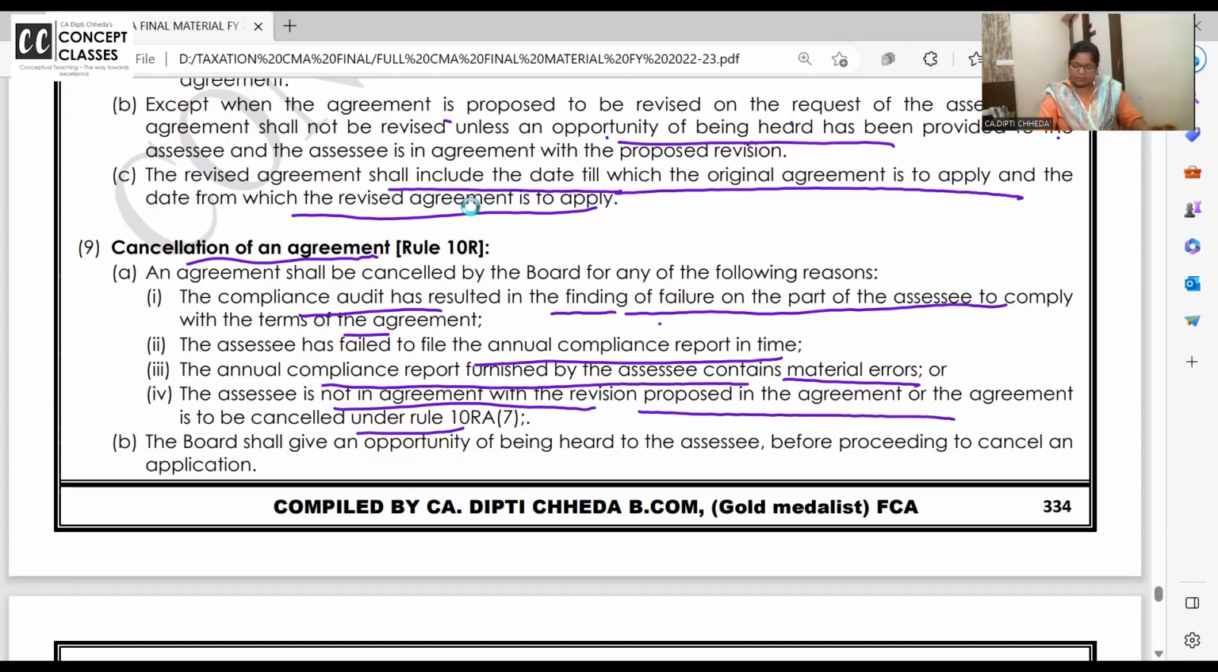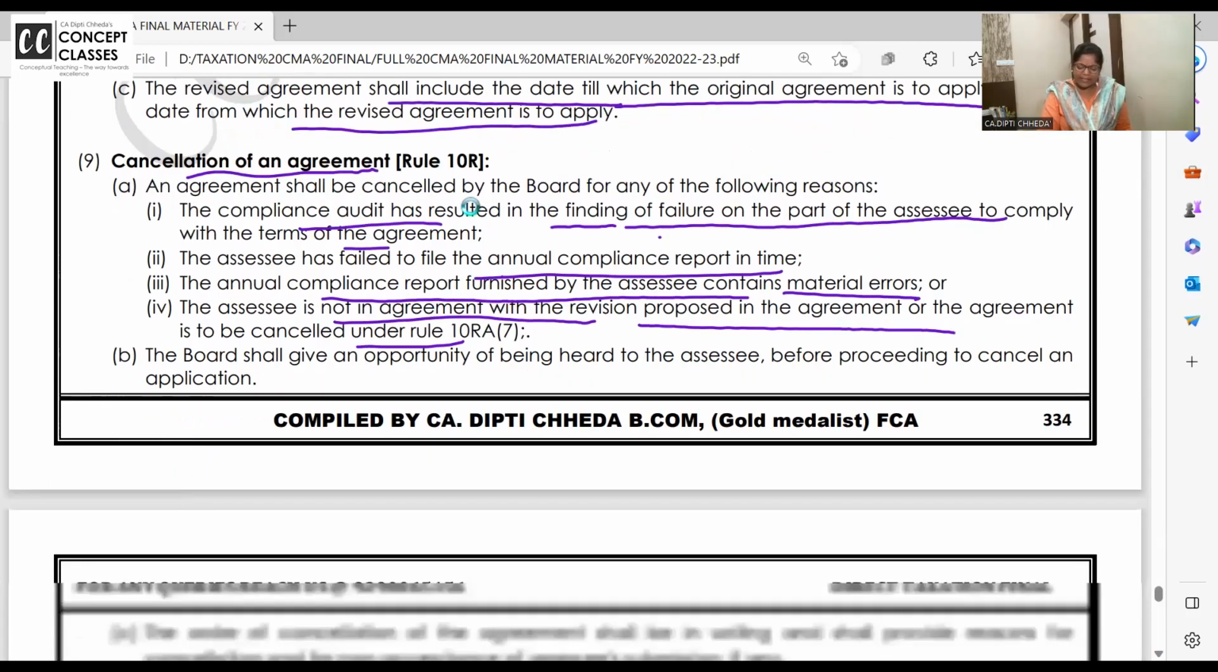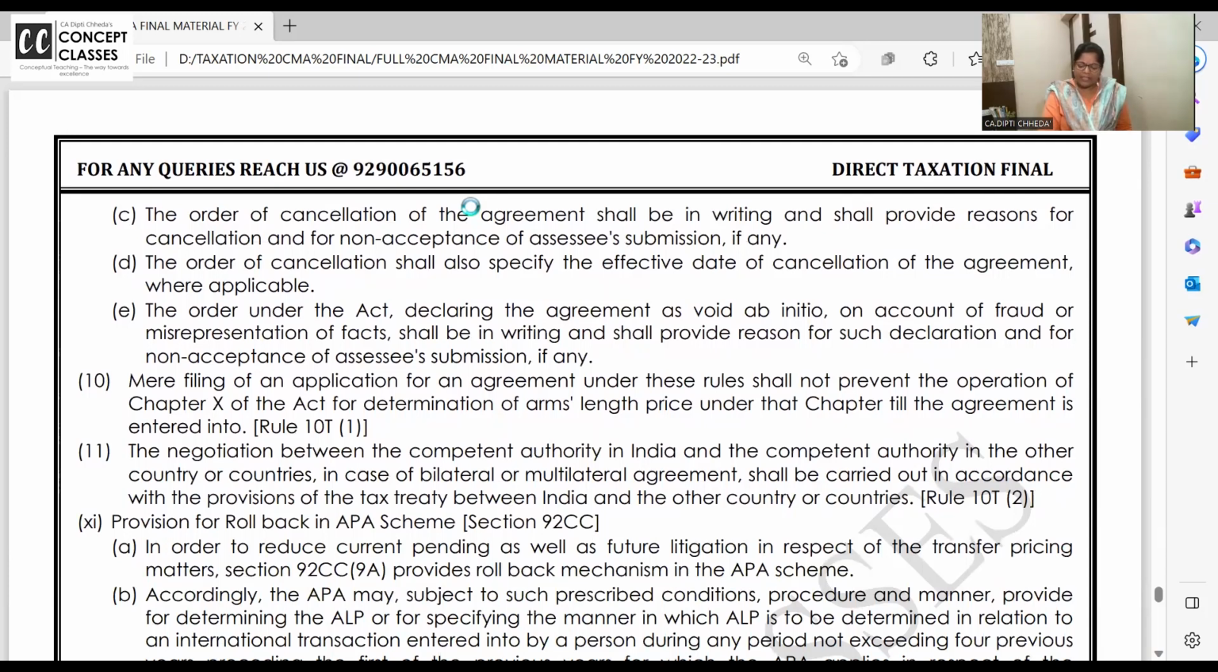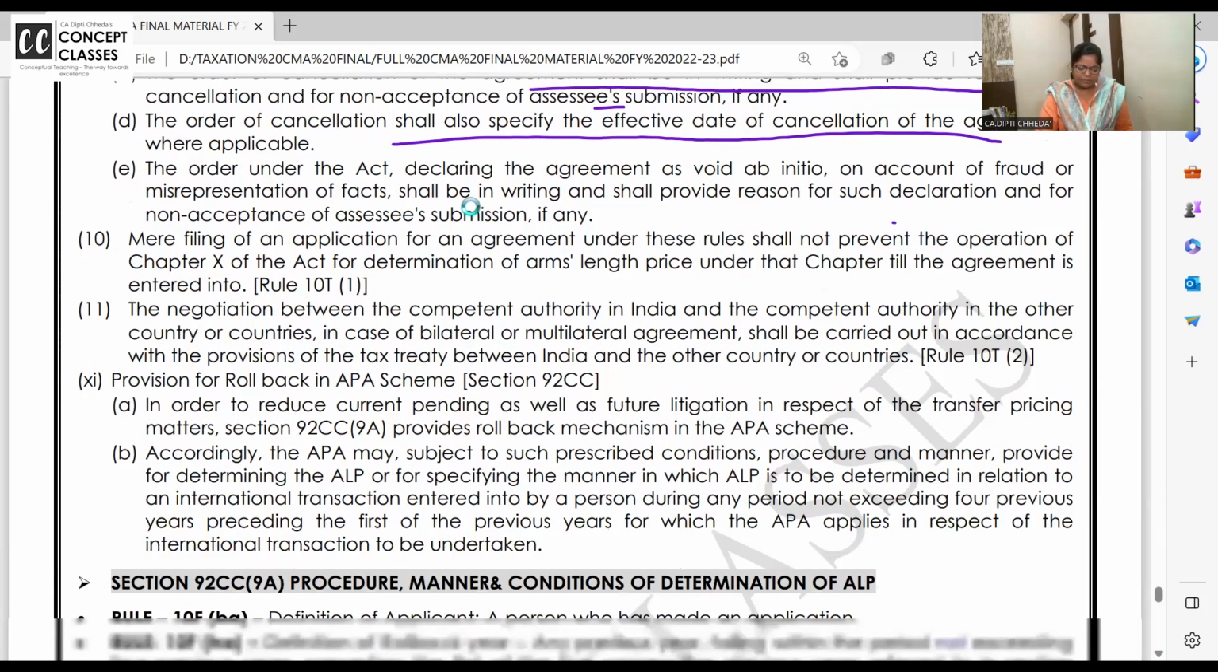Okay. या आप compliance report file नहीं कर रहे हो, तो उसमें गलती है, या कुछ आपने comply नहीं किया ठीक से. So if things are not followed, can they cancel the advance pricing agreement? Yes. The order of cancellation shall be in writing. Okay, and it shall also specify the effective date, and the order declaring the agreement void ab initio on account of fraud shall be in writing. तो फिर वो पूरा reverse से वापस होगा.